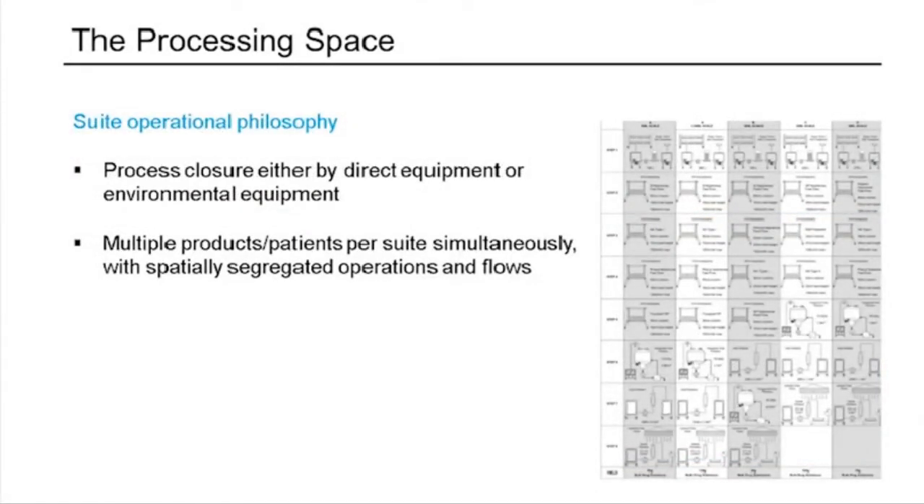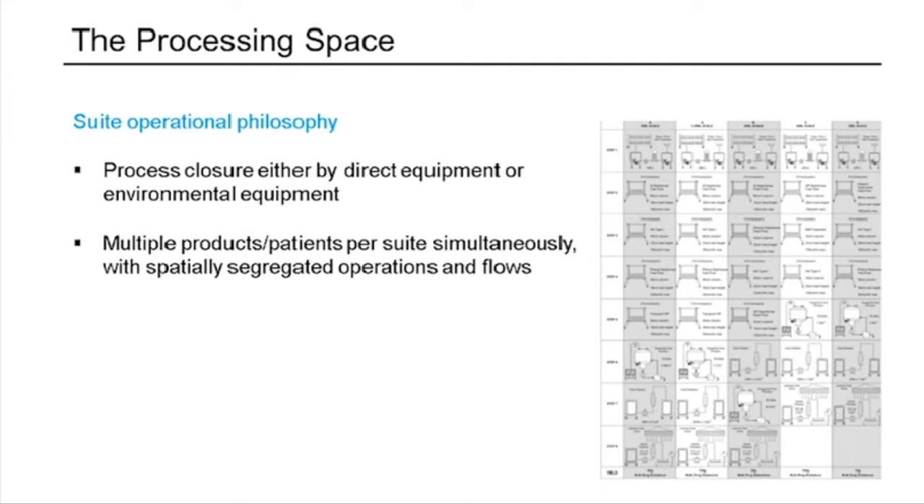So what does this mean for the processing space itself, the operational space? Really setting up a suite operational philosophy where you'd have various working bays so that you can be operating on multiple patient product lines within the same space. This maximizes that suite throughput and use profile and really helps decrease the downtime of your facility and maximizes the value that you are getting out of that infrastructure dollar.